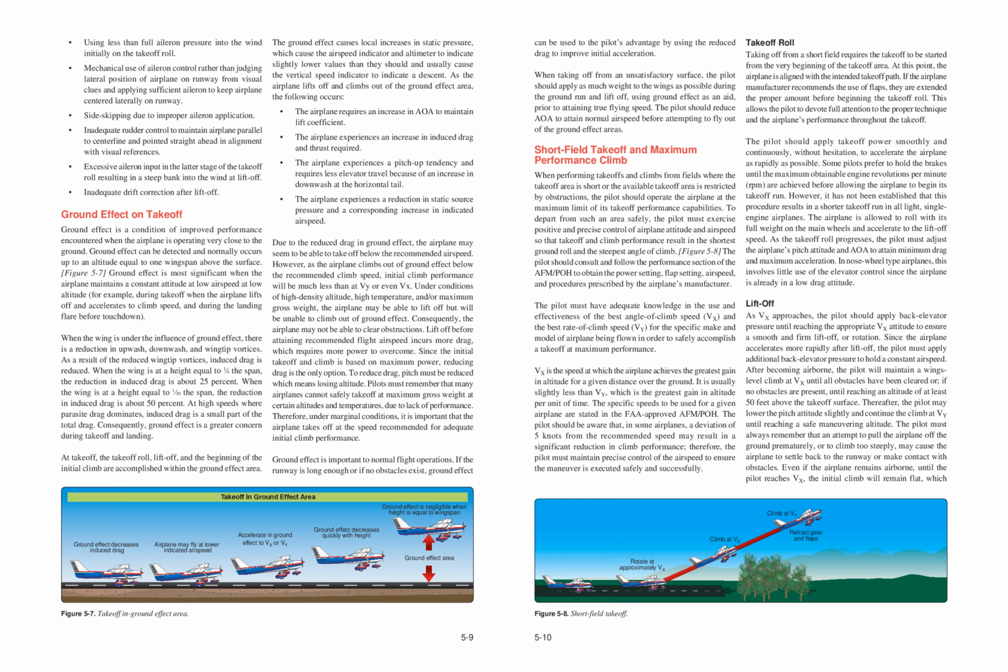Thereafter, the pilot may lower the pitch attitude slightly and continue the climb at Vy until reaching a safe maneuvering altitude. The pilot must always remember that an attempt to pull the airplane off the ground prematurely, or to climb too steeply, may cause the airplane to settle back to the runway or make contact with obstacles. Even if the airplane remains airborne, until the pilot reaches Vx, the initial climb will remain flat. Climb at Vy, climb at Vx, retract gear and flaps, rotate at approximately Vx.